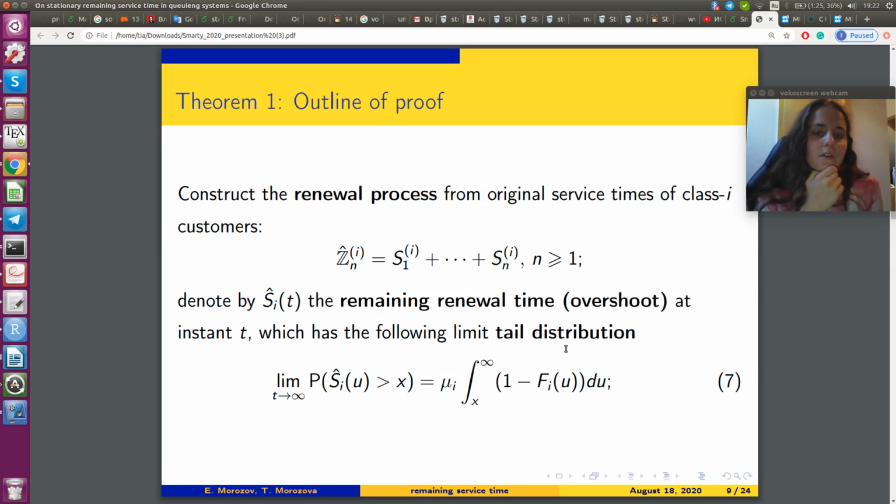We will also denote the remaining renewal time in our new process, which has the following limit tail distribution. This also comes by analogy with what we did before.